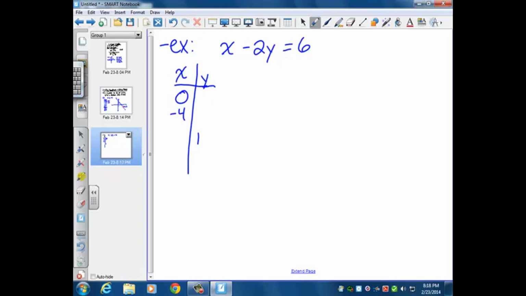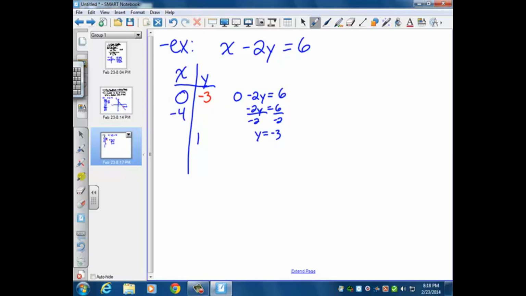For the first point, if it's saying x is 0, we plug 0 in for x and from there solve for y. So that's going to be negative 2y equals 6. Divide by negative 2, so y is going to be negative 3. 0, negative 3 is going to be one of my points.